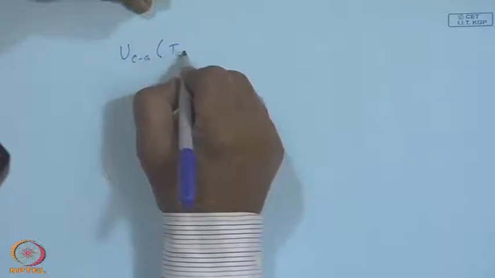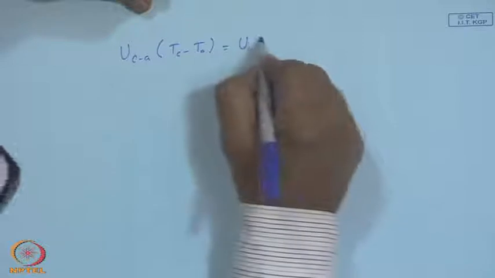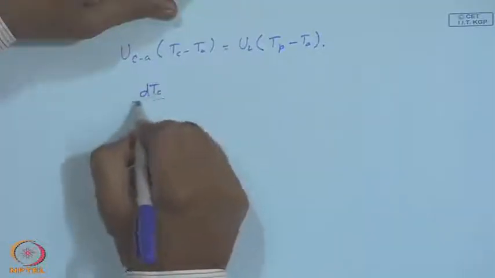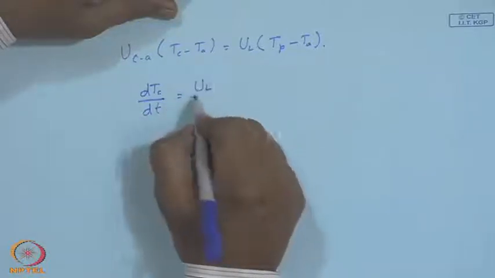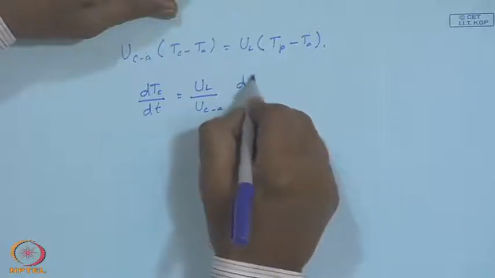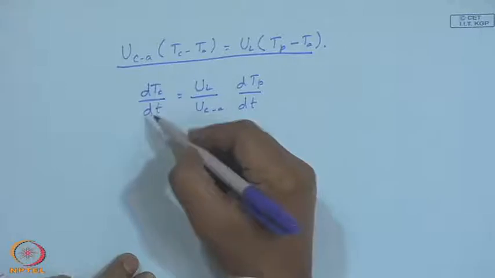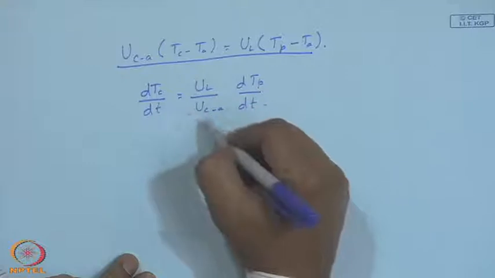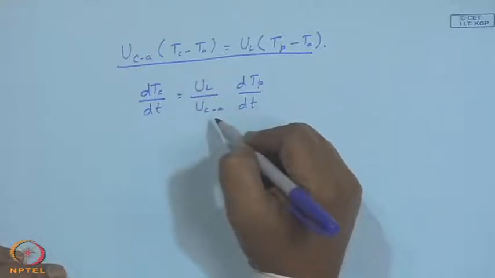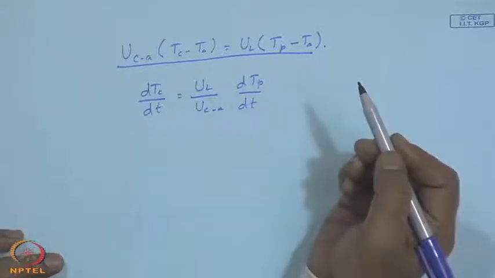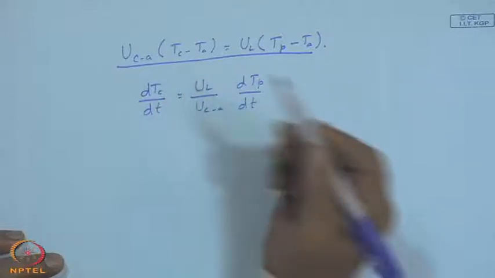So, this means the cover-to-ambient coefficient times (Tc minus Ta) should be the loss in the steady state with (Tp minus Ta). So, you can now find dTc by dt equal to UL by UC A times dTp by dt. We have just differentiated the above equality, and you get the rate of change of the cover temperature related to the rate of change of the plate temperature multiplied by the ratio of the overall loss coefficient to the cover to the ambient loss coefficient. So, basically, physically we can understand that if Tp changes at a particular rate, Tc should change at a corresponding rate depending upon the loss coefficients.